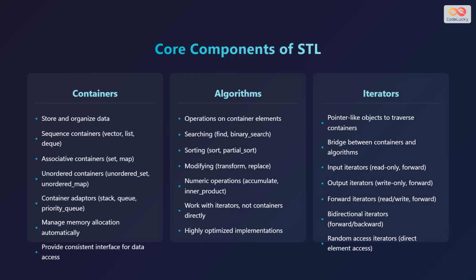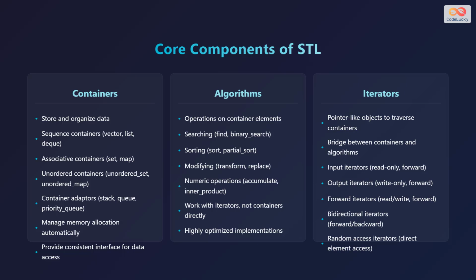The Standard Template Library consists of three primary components: containers, algorithms, and iterators. Containers are used to store and organize data. There are several types of containers, including sequence containers like vector, list, and deque, associative containers such as set and map, unordered containers like unordered set and unordered map, and container adapters such as stack, queue, and priority queue. Containers automatically manage memory allocation and provide a consistent interface for data access.